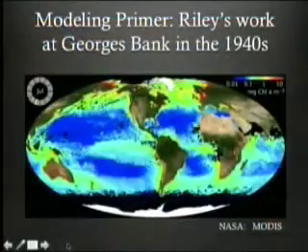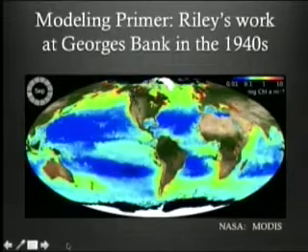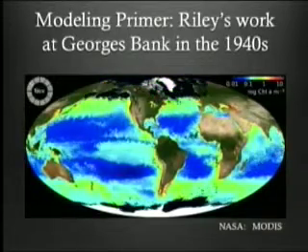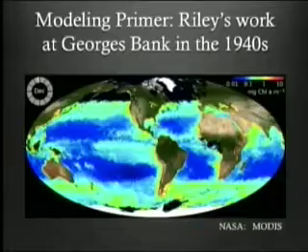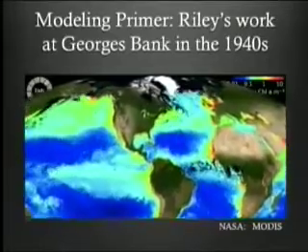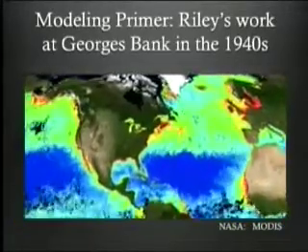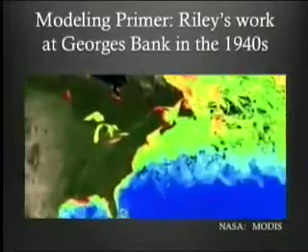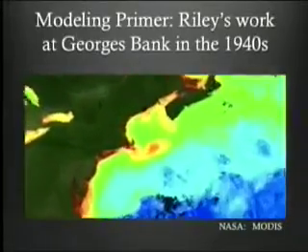So back in the 1940s, people knew about these spring blooms in the North Atlantic, for example, but they didn't have these beautiful satellite technologies. They were going out to sea in boats and taking samples and making direct measurements.